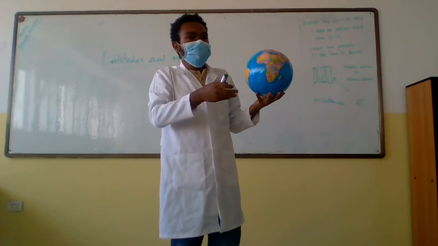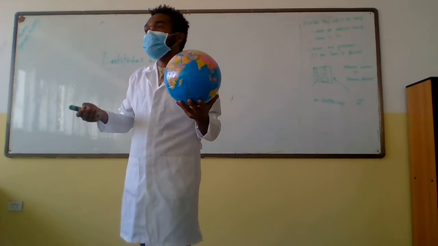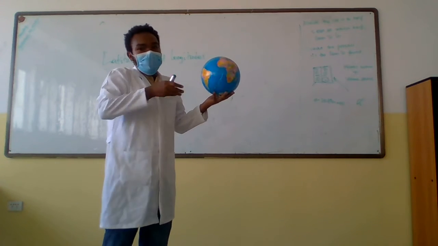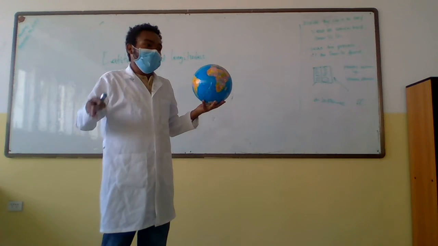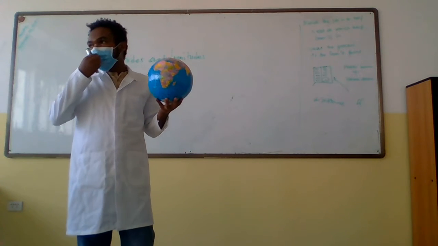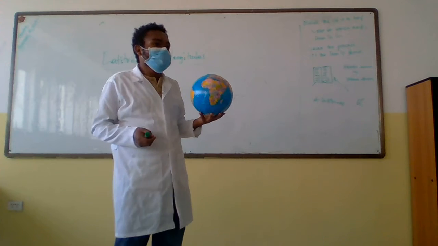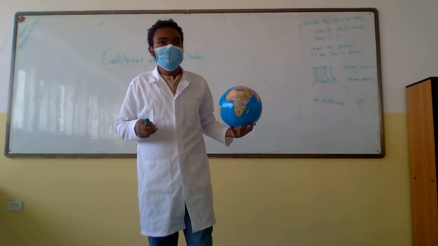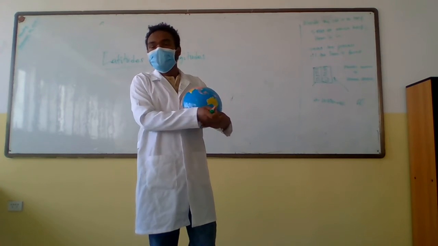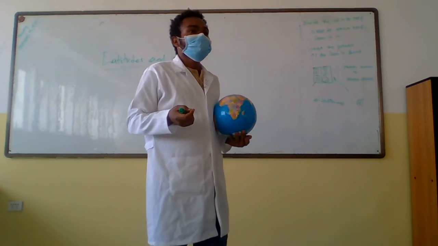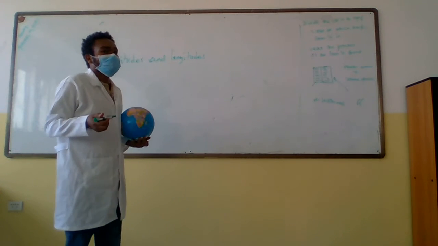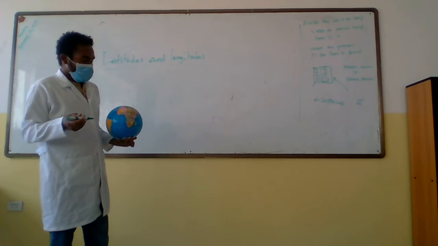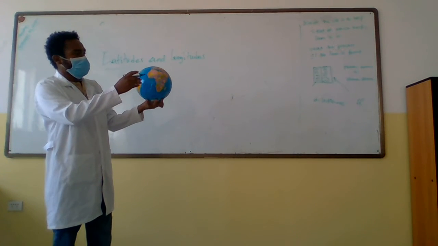So, latitudes and longitudes are very important. They help us to reach wherever we want. We will be using these two coordinates. Who can tell us what latitudes are? What are latitudes? Edna? I think latitudes are the lines that are sideways, surrounding the globe, and then longitudes are the ones that go from the top to bottom.